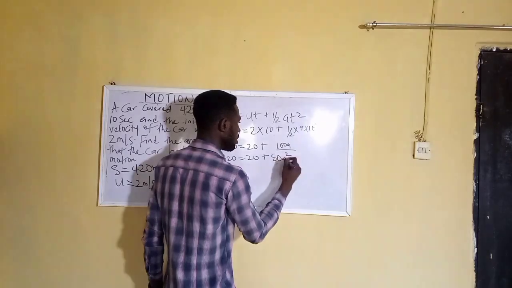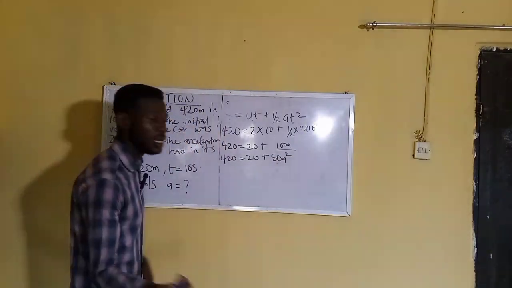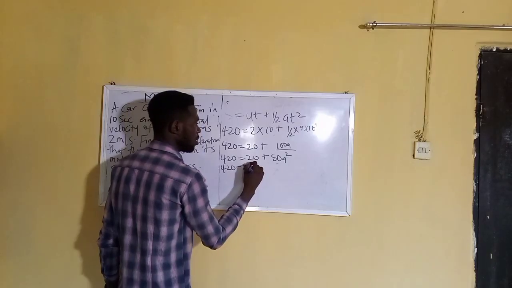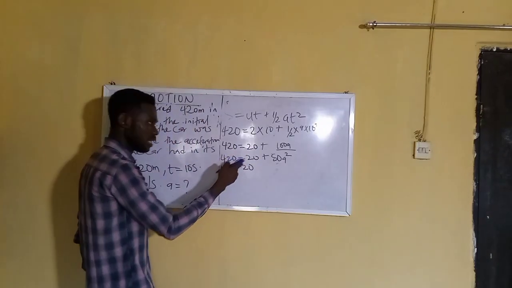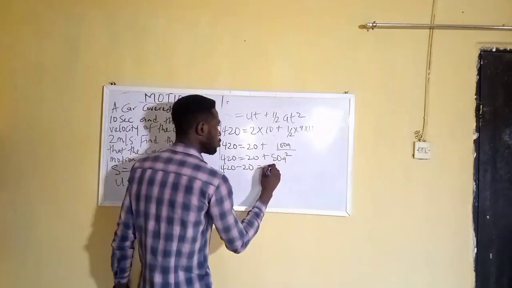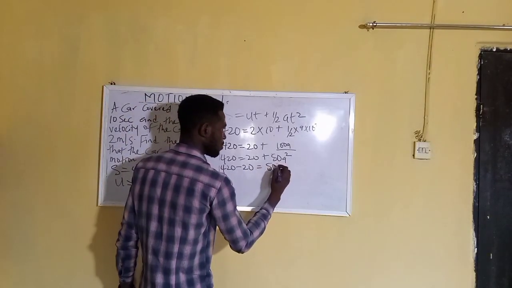So the next thing is we collect like terms, and you have 420 minus 20, because the 20 is coming over to this side and the sign changes. So it's 420 minus 20 equals 50a.